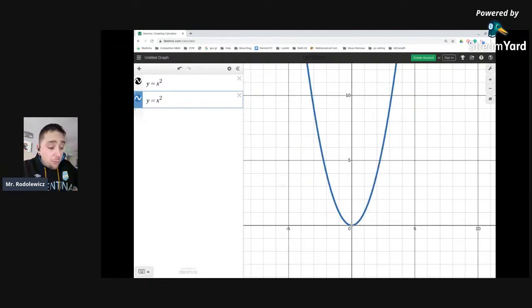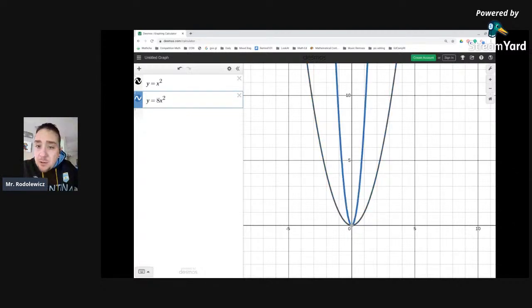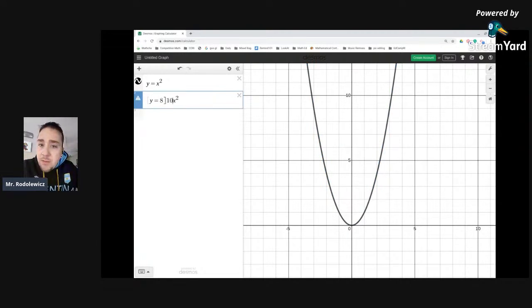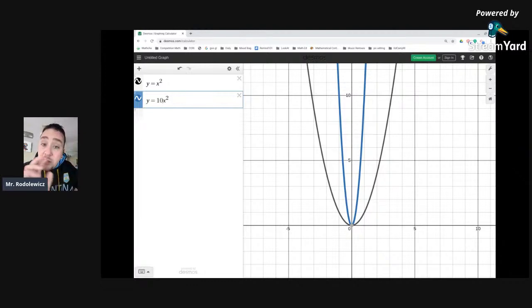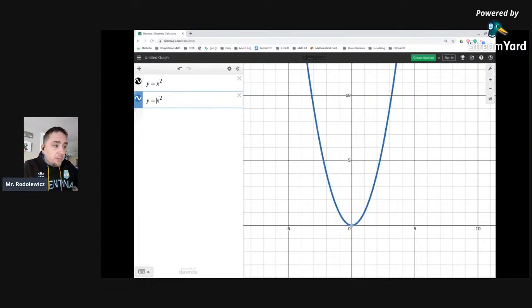So to emphasize the main point here, if you multiply by a number greater than 1, like 6, you stretch. Like 8, you stretch it. And the greater the factor, the more stretched it becomes. Which just means it looks narrower and narrower and narrower, but the vertex remains locked in place.